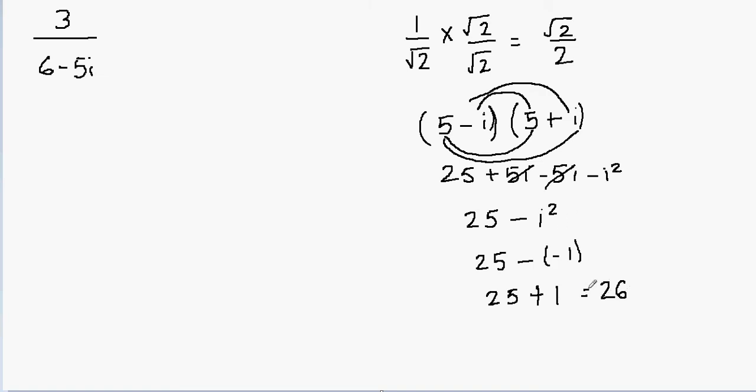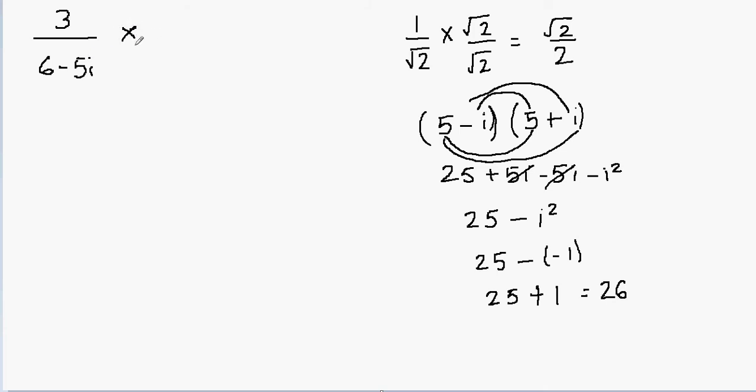Now what do you notice here? When you multiply a binomial by its conjugate, you end up with a real number. So you got rid of the imaginary number. The same thing we'll do here to get rid of the imaginary number, since we can't divide a real number by an imaginary number. So we'll multiply 6 minus 5i by its conjugate, and let's do it together.